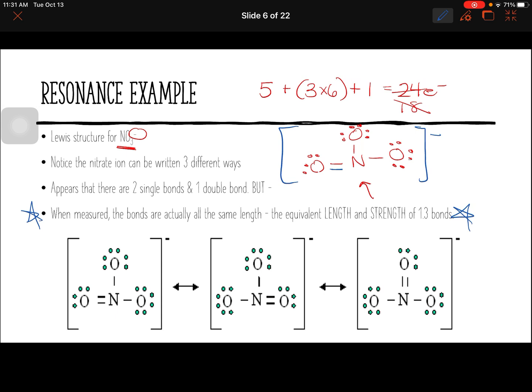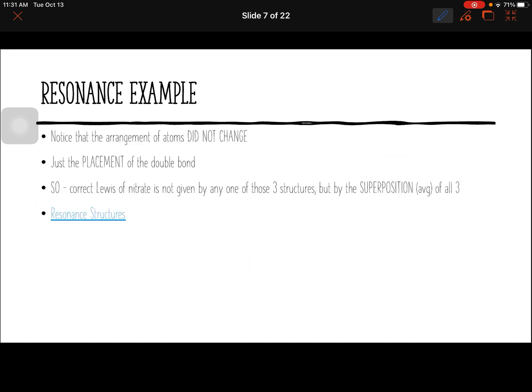What they actually show is that they are somewhere in between a single and a double bond, approximately the length of 1.3 bonds, because we're dividing that double bond into 3 possible locations. So again, notice the arrangements did not change. We just floated that bond around. So the correct Lewis structure is not given by any one particular one of those structures, but the superposition or the average of all 3.